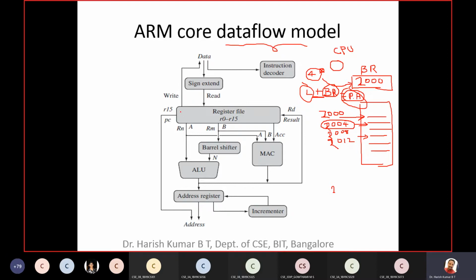And R15 is the program counter. We'll understand all these things in detail now. The R5 to R15 registers, everything you will be understanding in detail. So I guess all of you understood this.